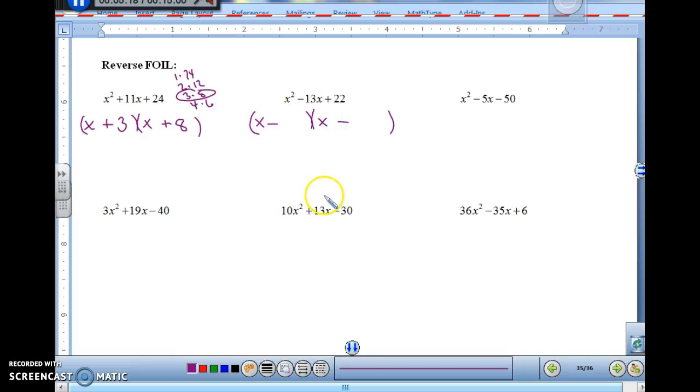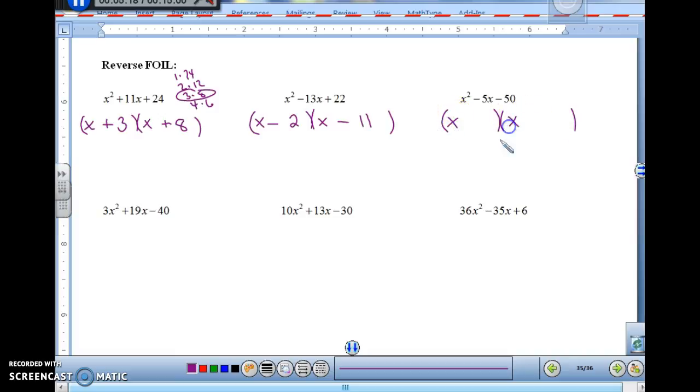All right, and the factors of 22. Well, that would probably be 2 and 11. 2 and 11, minus 2x minus 11x gives you minus 13x. And it works. There we go. All right, x squared minus 5x minus 50. Double bubbles.